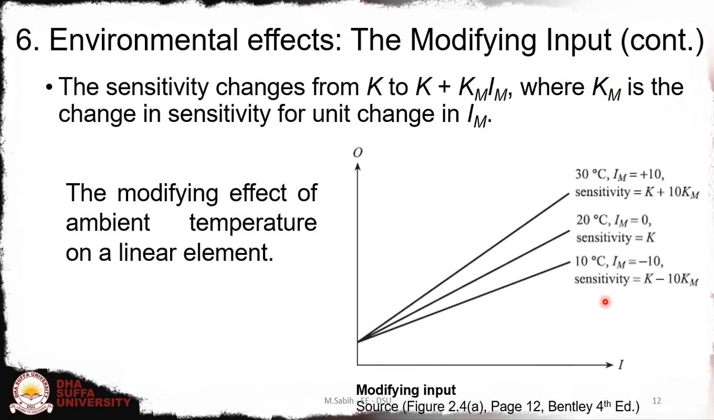Similarly, the modifying input is like this. If at ambient temperature of 20 degrees IM equals 0, then at 10 degrees you subtract the new value, 10 minus 20, so IM will be minus 10, and the sensitivity will become K equals 10 Km. And if the temperature becomes 30 degrees and the standard value was 20, the new value is 30, and 30 minus 20 gives us the value of 10.